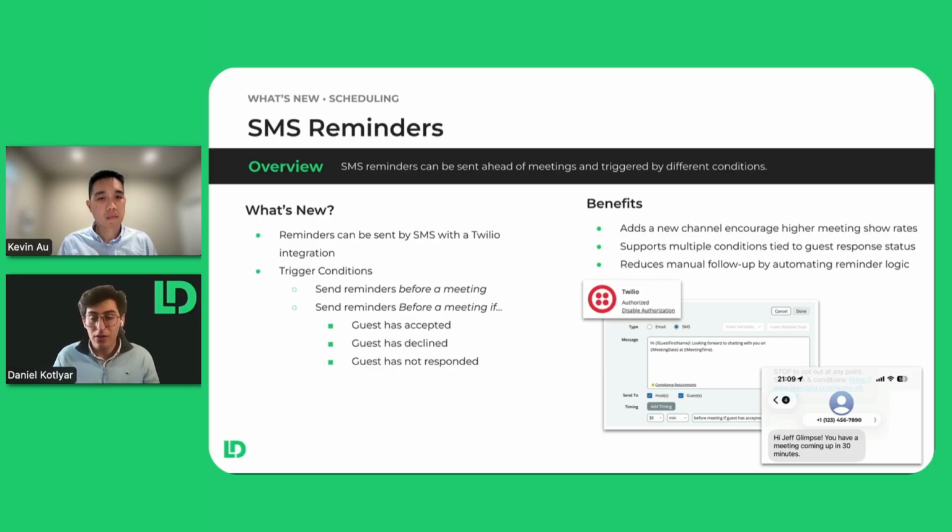But one thing I want to call out, this is new for both emails and SMS, is the ability to set different timing triggers. So previously, you could only send emails a certain amount of time before a meeting. But now you can do that on conditions. So you can send it a certain amount of time before a meeting if a guest has accepted, if a guest has declined, or even if a guest has not responded. So you're able to have far more targeted reminders depending on whatever the guest has done on that calendar event. And so we're really excited for that.